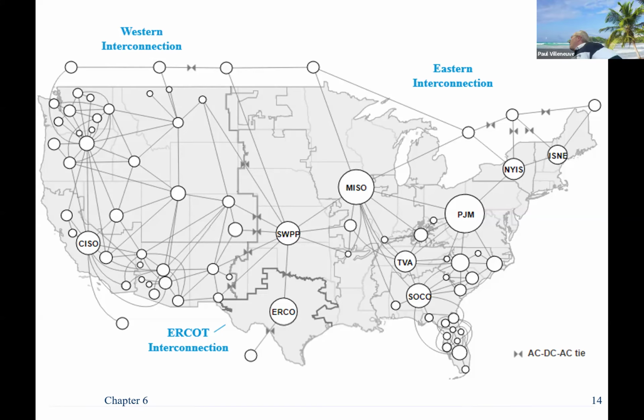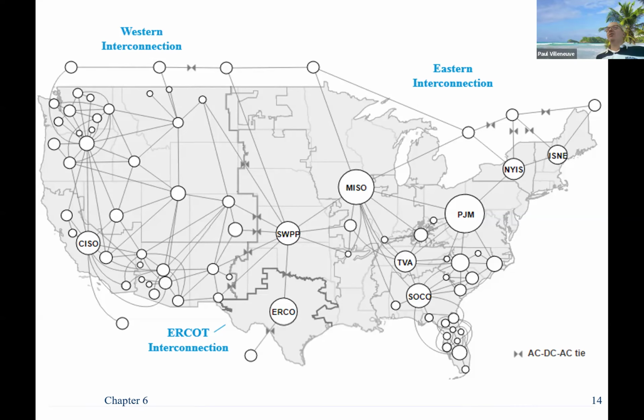PJM, Pennsylvania, Jersey, Maryland. That's a big one. TVA, which is a federal government entity, Tennessee Valley Authority. ERCOT, again, they forgot to put the T for Texas. And you can see it kind of breaks up. It doesn't have all of Texas. MISO, Midwest Independent System Operator. That's another big one. And then out west, you have California ISO. They're probably the largest one because California has something like 50 gigawatts of power demand.